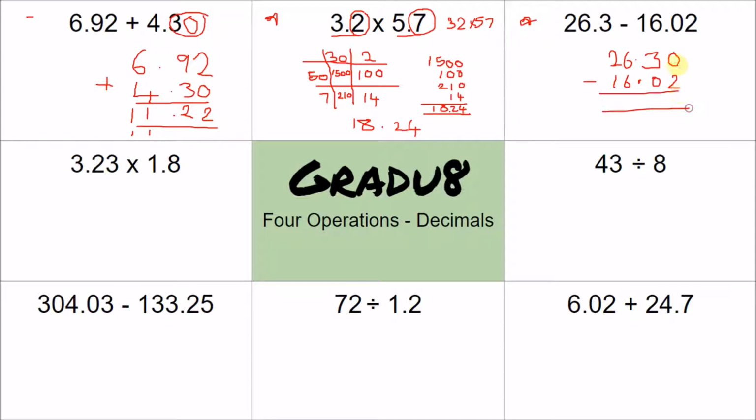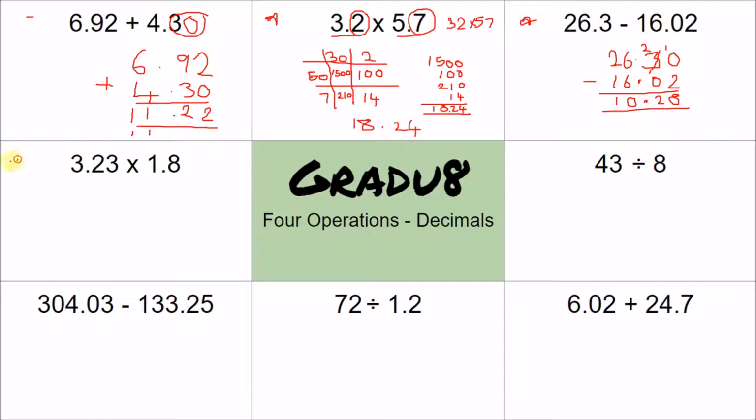So now what I'm going to do, 0 take away 2 I can't do, so I'm going to have to borrow from this 3, turns it into a 2, makes that a 10. 10 take away 2 is 8. 2 take away nothing is 2, decimal point in the middle there. 6 take away 6 is nothing, and 2 take away 1 is 1. So you've got 10.28. Remember, you can check that answer quite easily by just adding that back on and checking you started out with your original amount.